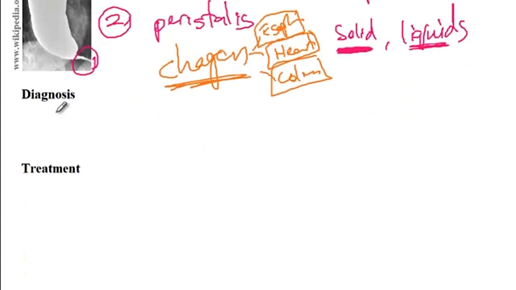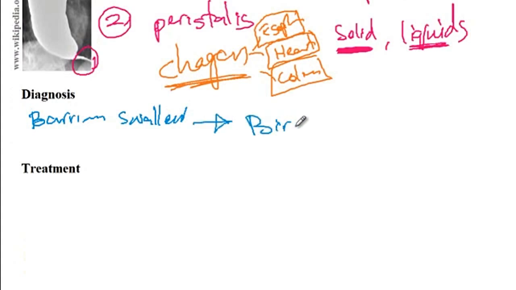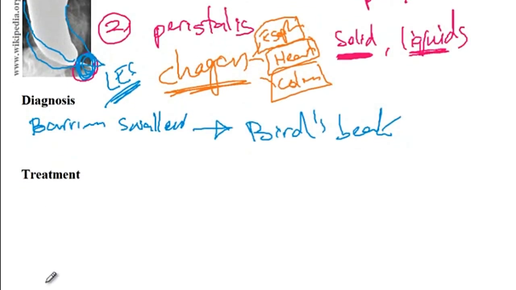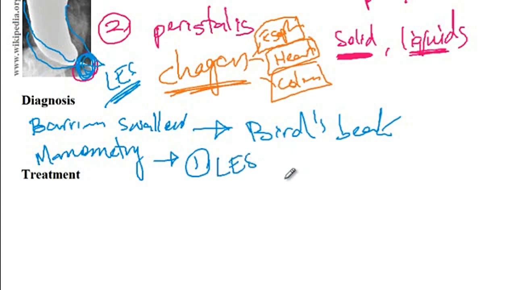For the diagnosis of these patients, you can order the barium swallow, which will show Bird's beak. Here, as you can see, if this is the head of the bird, then we have the beak, which is the narrowing right here, where the lower esophageal sphincter fails to relax. And then one other test that you can order is manometry, which will show that, one, there is failure of relaxation of the lower esophageal sphincter, and there is also abnormal peristalsis of the esophageal body.